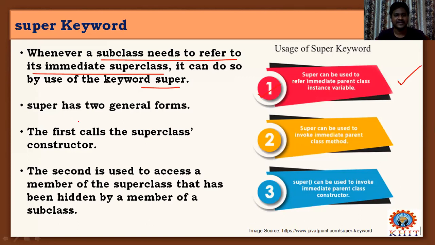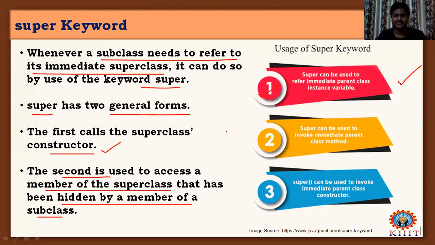And this super keyword has two general forms. The first one calls the superclass constructor, and we use the super keyword to call the superclass constructor, and it is provided in Java for defining classes and class hierarchy, as well as in the concept of inheritance. And the second is used to access a member of the superclass that has been hidden by a member of the subclass. I told you the first one now.